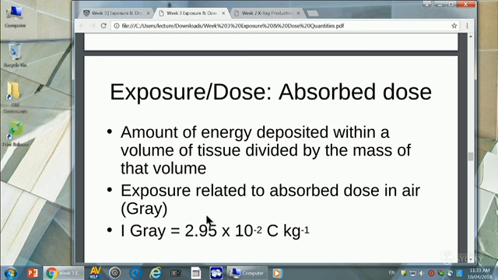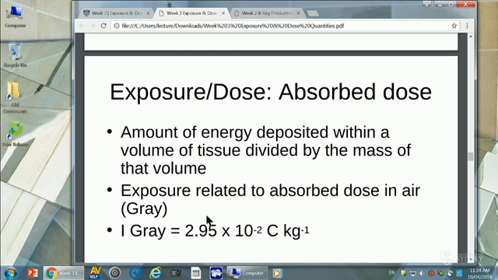Exposure is related to, okay, let's leave that for a moment. The unit is the gray. You'll hear that term many times, far more than Röntgen. You'll hear gray many times, milligrays, centigrays, and so on. And it simply relates to the amount of energy deposited within a volume of tissue.